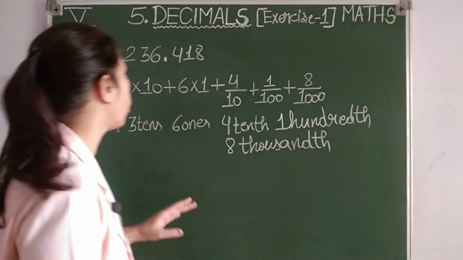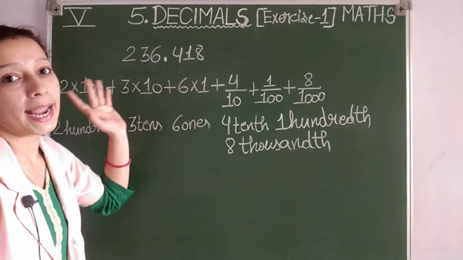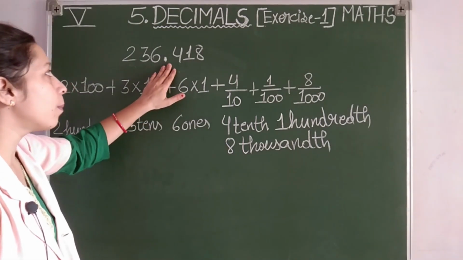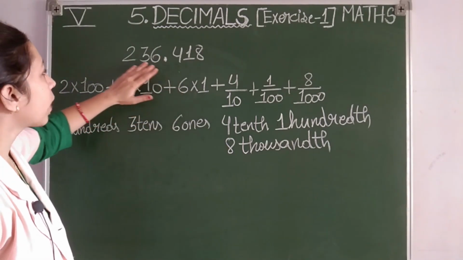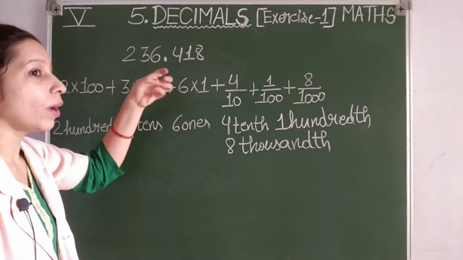This is again an important topic. I can't read this number as 236.418. No, it is completely wrong, students. How to read the decimal number? Before the decimal, you can read the whole number simply. But after the point, the numbers you are not going to join and read.